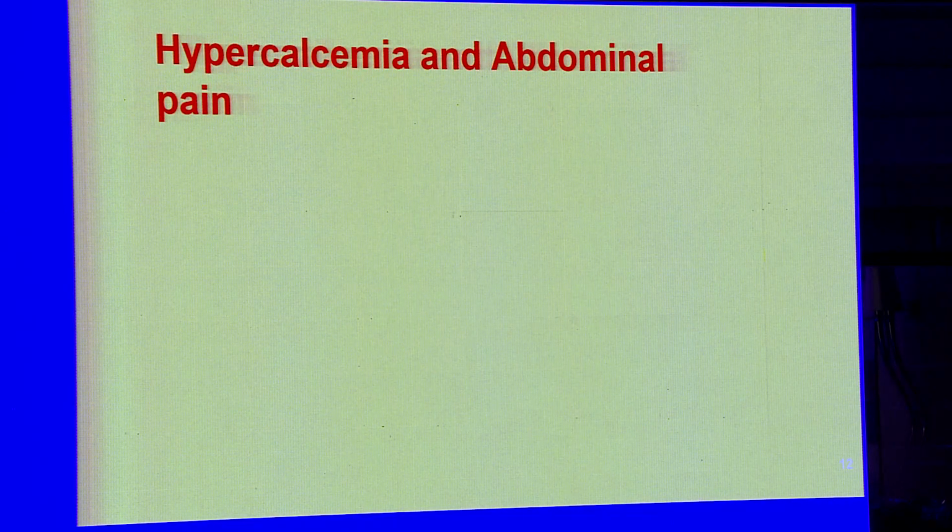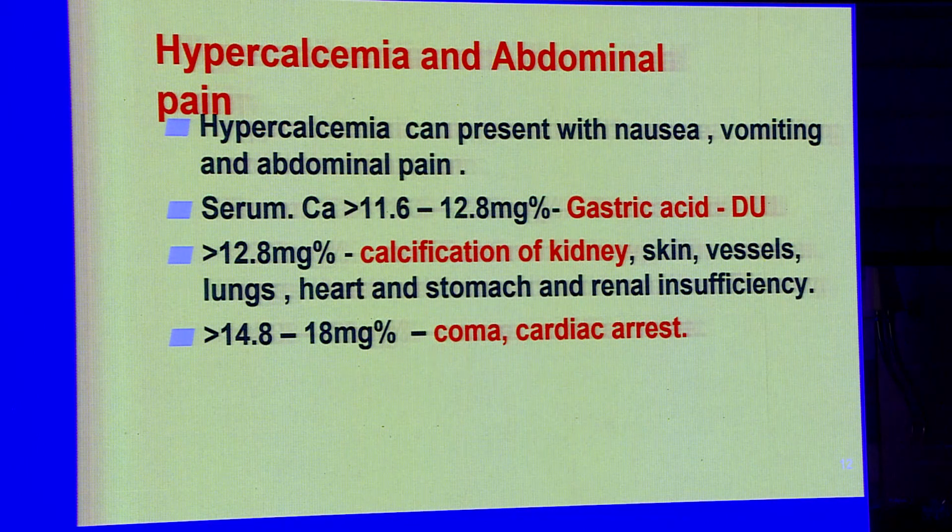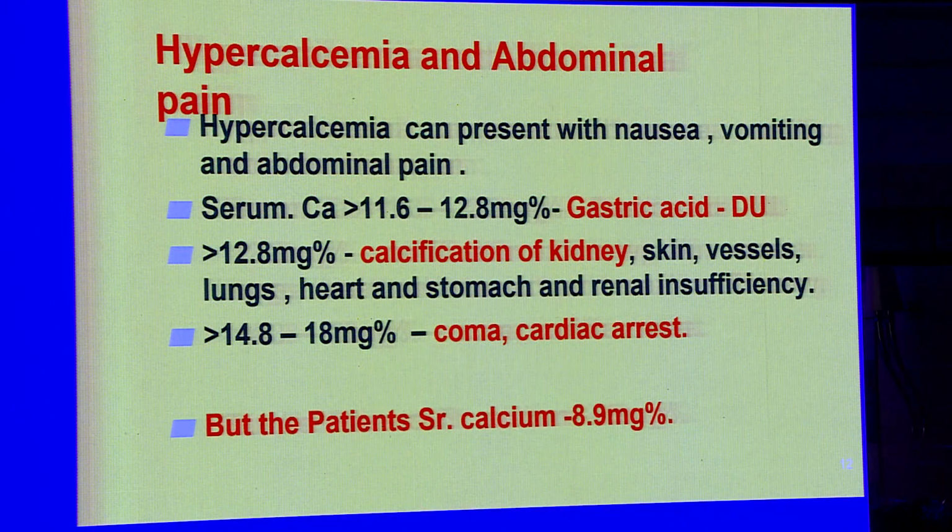The patient continued to have abdominal pain, so we thought of an alternate diagnosis, hypercalcemia. Hypercalcemia can have abdominal pain, vomiting and nausea, a similar presentation along with the diabetic ketoacidosis. But in our patient the calcium was 8.9.